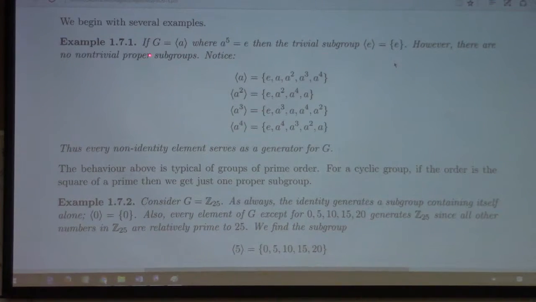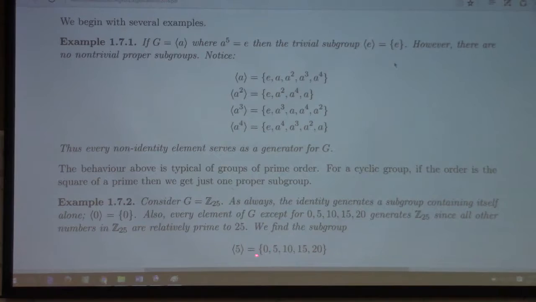It's no accident that this group had prime order. This one, on the other hand, will not be like that. G equals Z25, that's a prime power order, 5 squared. And everything in here is relatively prime to 25, except for what? Multiples of 5. You've got your 0, your 5, your 10, your 15, your 20. None of these are relatively prime, so they will not serve as generators of Z25 by the corollary we just looked at. In fact, these go into this subgroup: 0, 5, 10, 15, 20.